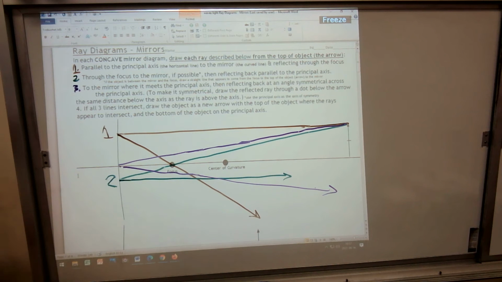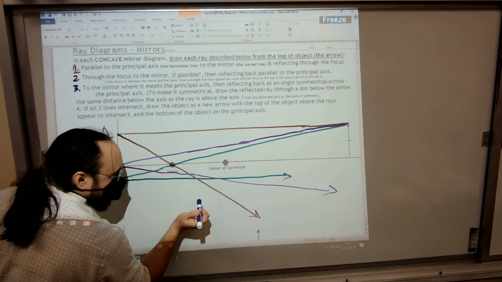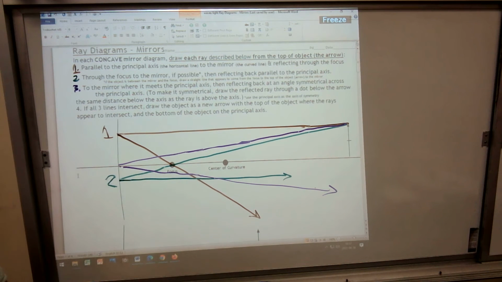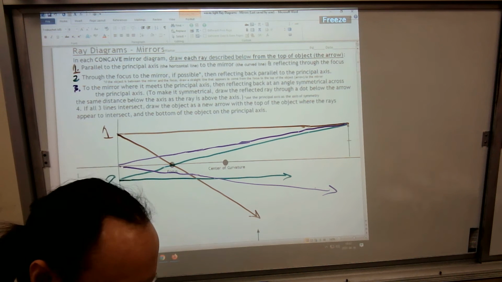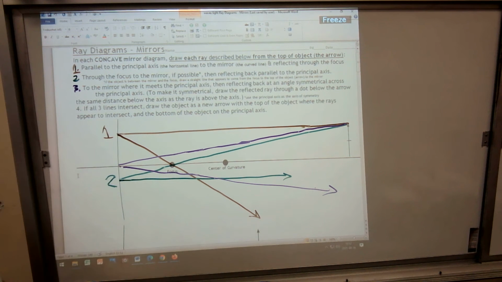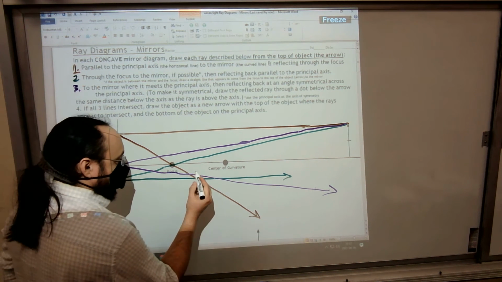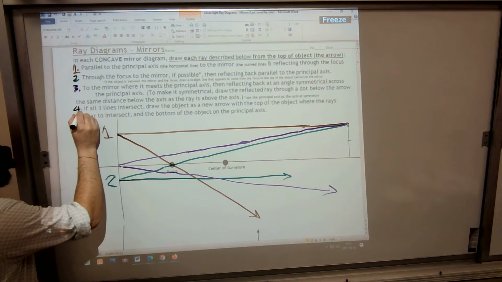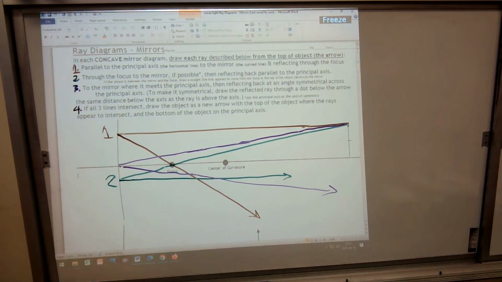Close enough. So my lines ended up not intersecting perfectly. They don't all go through this point or this point there. This is the intersection area. That's okay if you don't get one where they intersect all in the same place. You can do the 4th step, or the last step, whichever it is, because I think this is the only ray diagram that has 4 steps. All the rest of them only have 3. So you just have 2 rays, and then you draw the object.